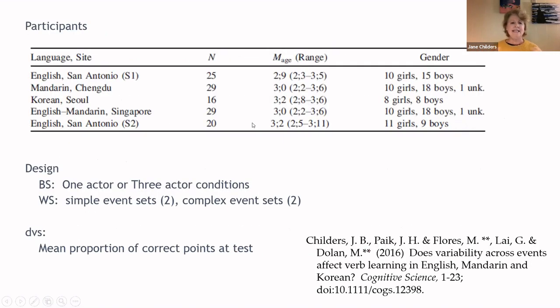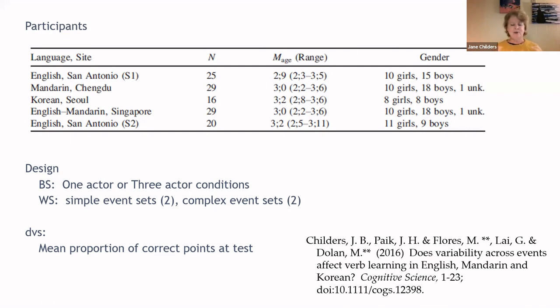This study we did in San Antonio, which is where I'm at. I also worked with Jay Pak, and she went to Chengdu, China, and Seoul, Korea, and collected data there. She also had a student who was a bilingual English Mandarin speaker, and she collected data in Singapore. So we were able to collect data across these different settings, different languages.